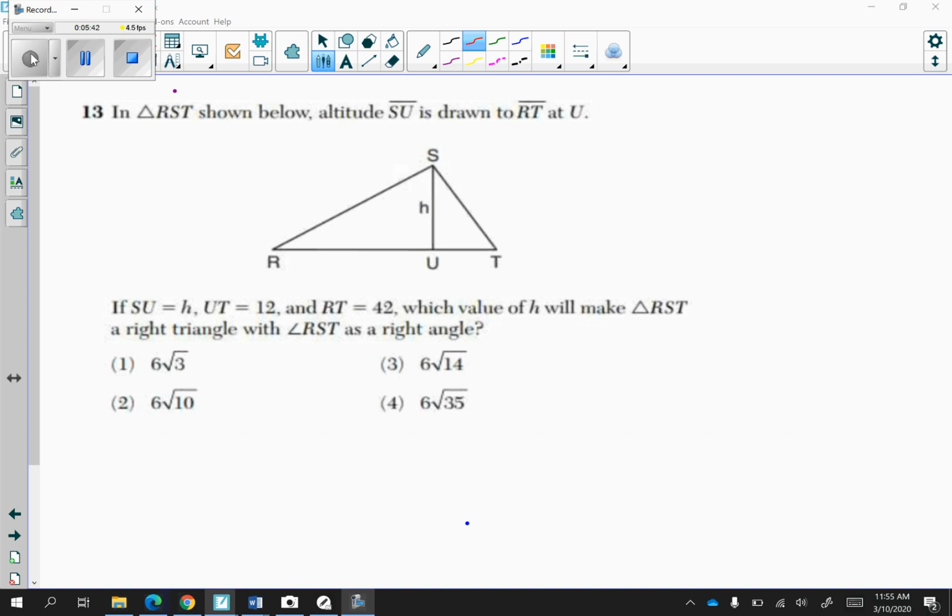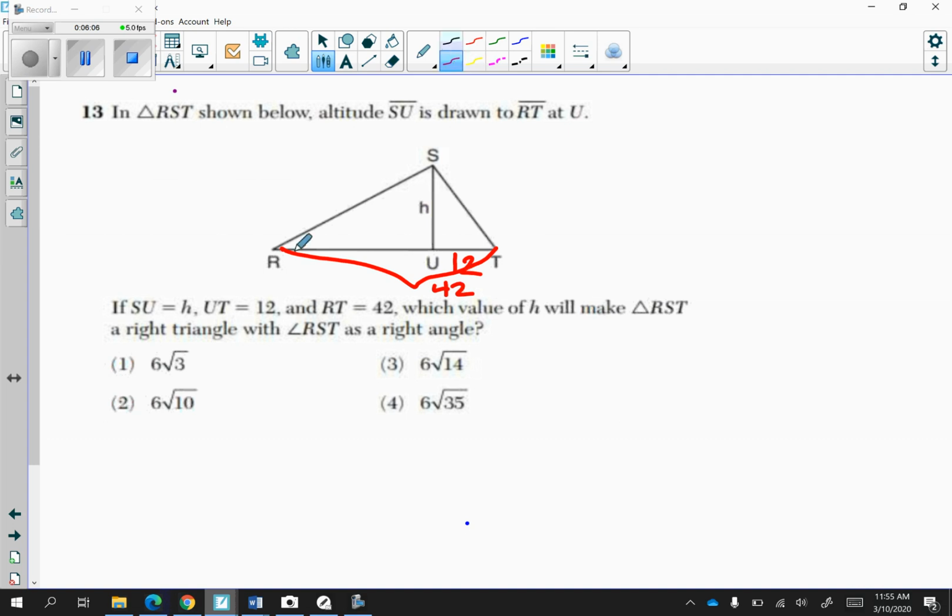Lastly, in triangle RST, shown below, altitude SU is drawn to RT at U. If SU is equal to H, UT is equal to 12, so write in a 12 at UT. RT, which is the entire bottom, which is the hypotenuse, is 42. Which value of H will make triangle RST a right triangle with angle RST as a right angle? So I'm looking for H.